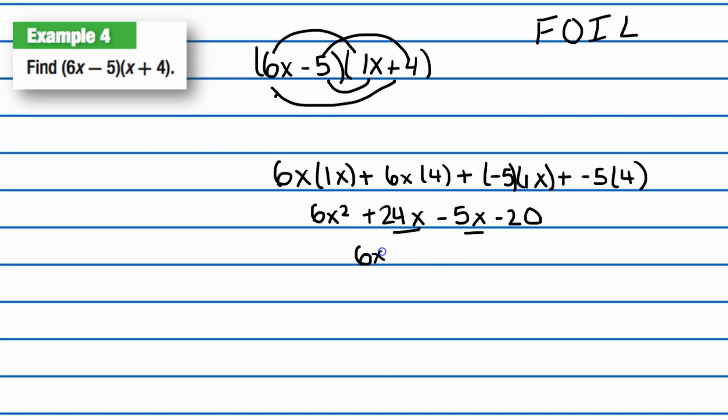So I have 6x squared plus 19x minus 20. And now I'm done.